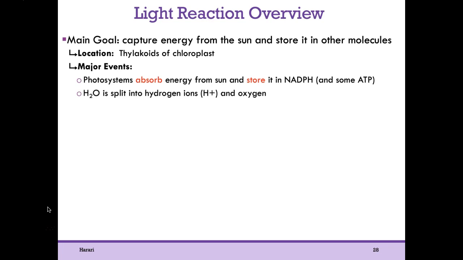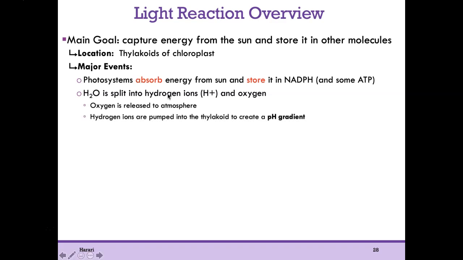We'll also see in the light reactions that water is split into hydrogen ions, H+, which are protons, and oxygen. The oxygen will be released to the atmosphere through stomata, and we could then breathe in that oxygen as animals. But something interesting happens with these hydrogen ions. The hydrogen ions are pumped inside the thylakoid membrane to create a gradient, meaning a difference in pH. And we know that a gradient is a form of potential energy. So we could use this potential energy from the pH gradient to make chemical energy of ATP.